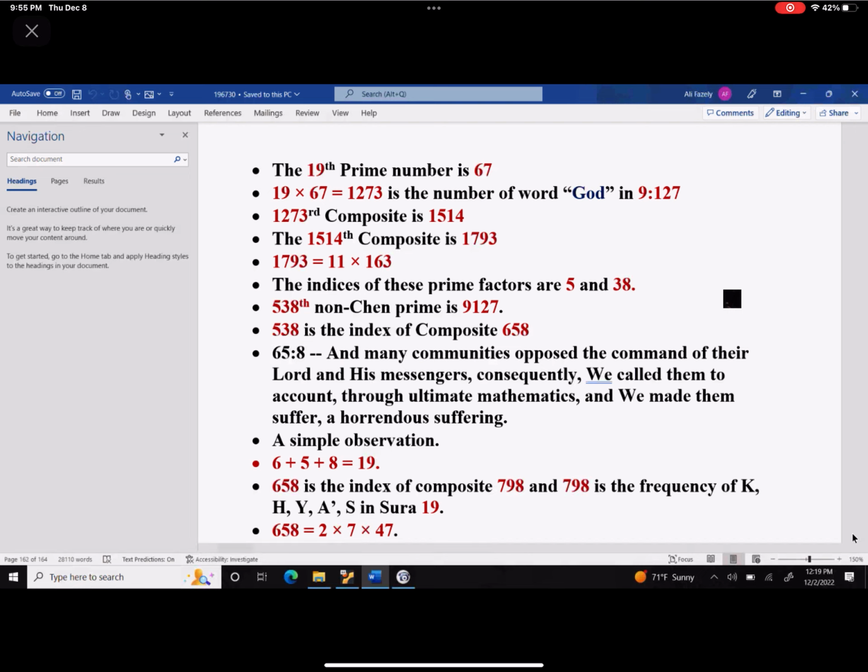538 is the index of composite 658. Let's see what chapter 65, verse 8 says. And many communities opposed the command of the Lord and his messengers. Consequently, we called them to account through ultimate mathematics, and we made them suffer a horrendous suffering. We see that suffering every day in this world, because we have turned our back to God's commandments and God's proofs.